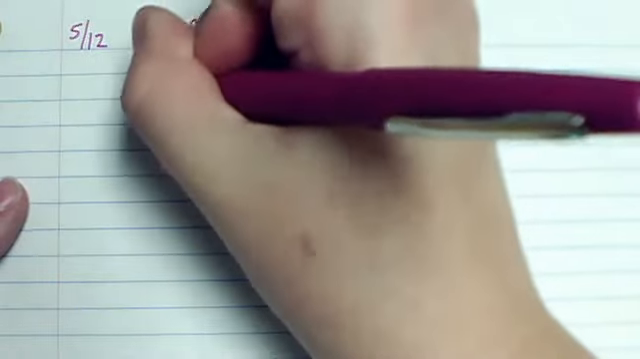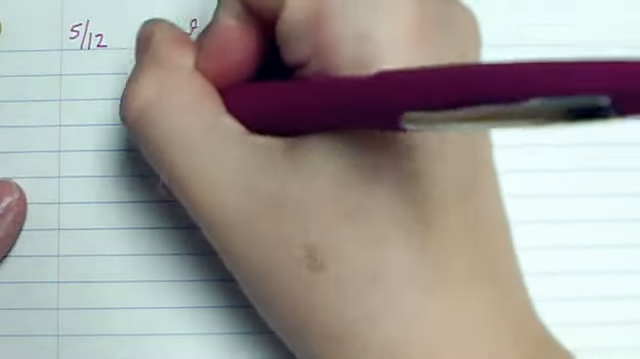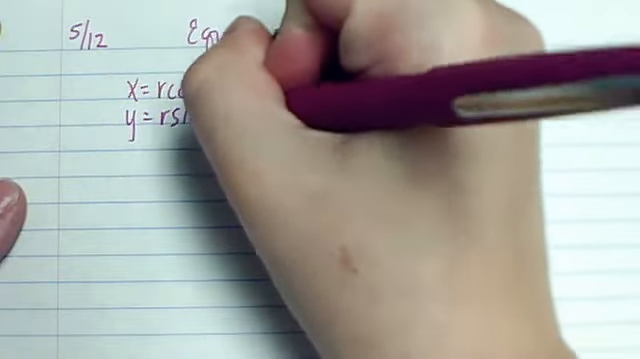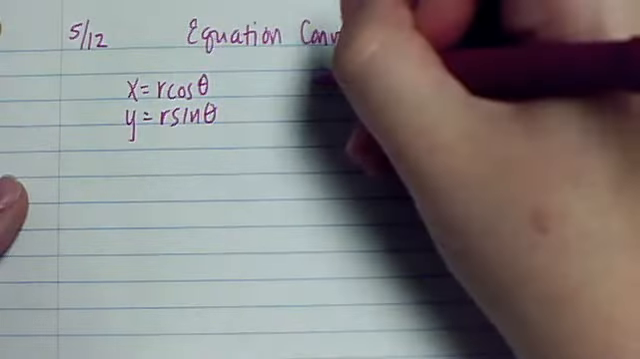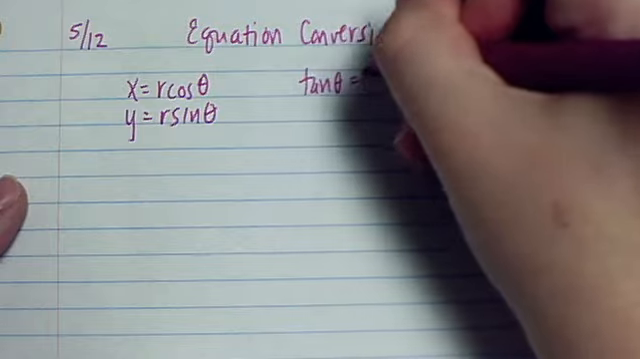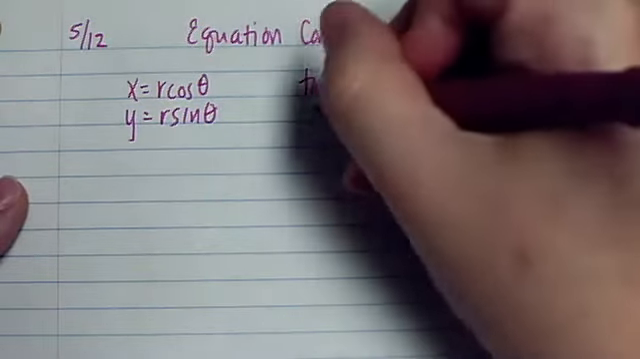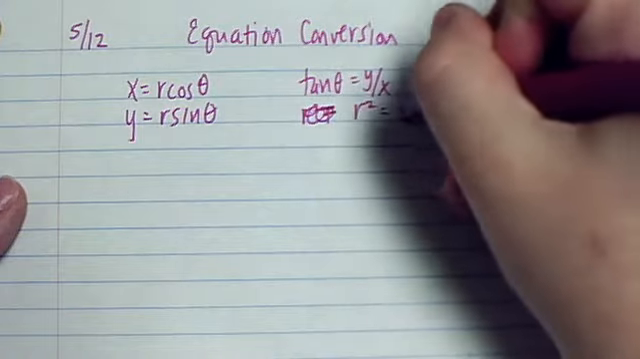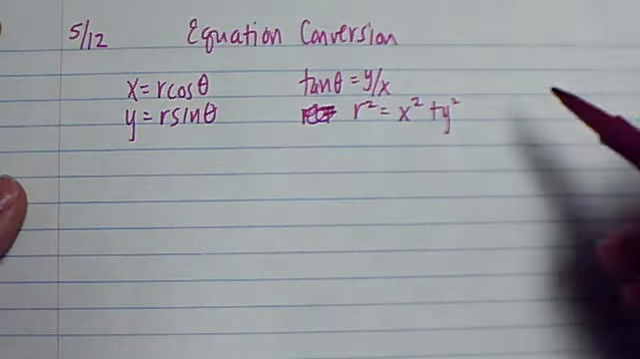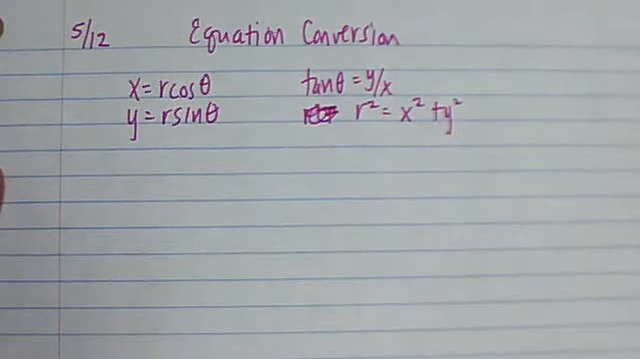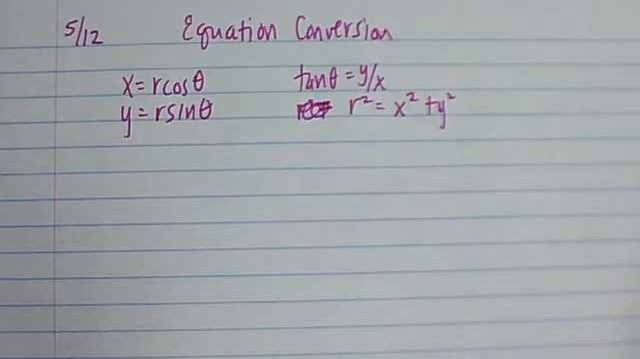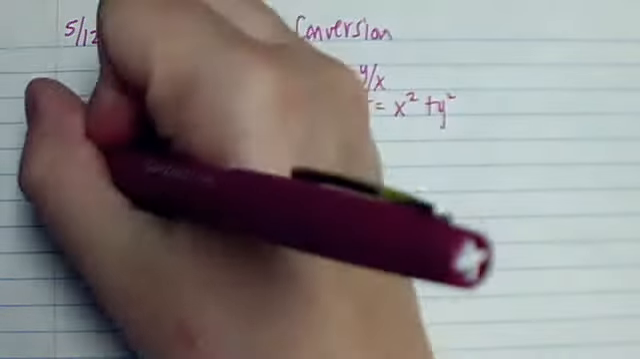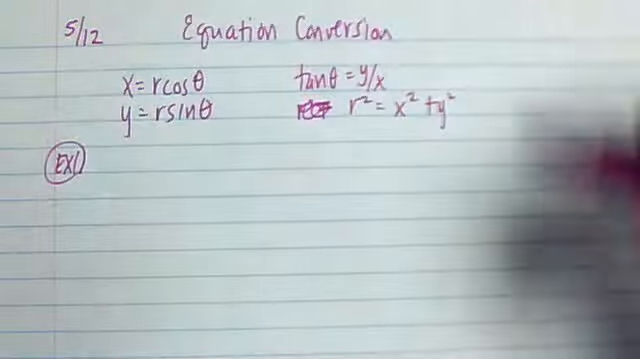First, let's refresh about the equations that we used yesterday. So we used x equals r cosine theta, y equals r sine theta. We used tangent theta is equal to y over x, and r squared equals x squared plus y squared. Okay, so we used these equations. Now we're going to base the information we're given off of these equations.